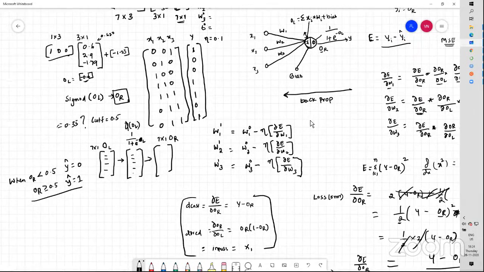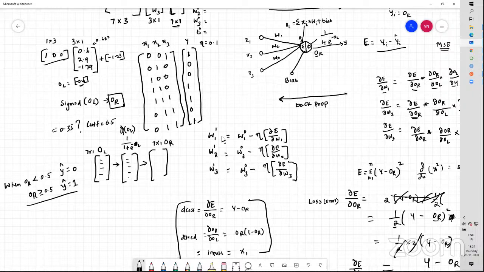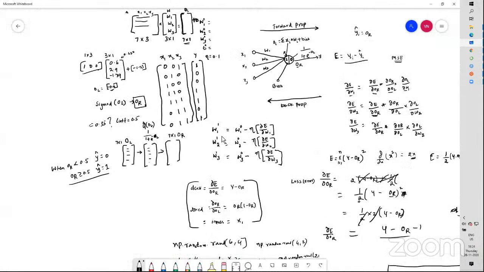At least, are you guys able to follow how one single perceptron works after these 4 days?